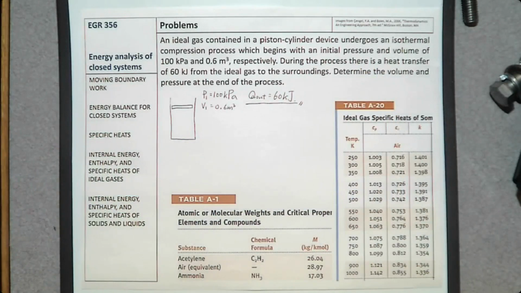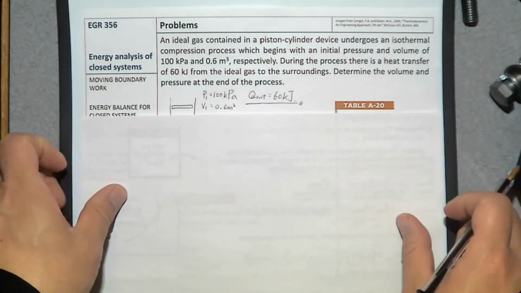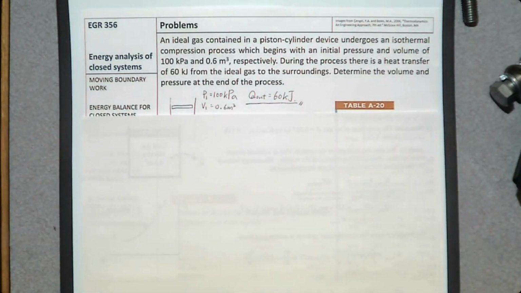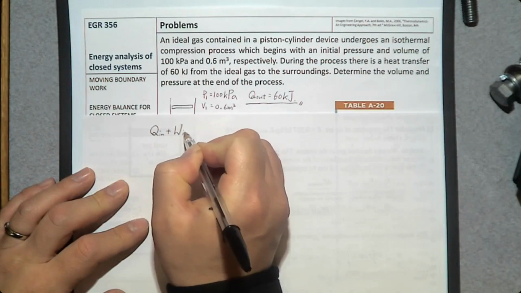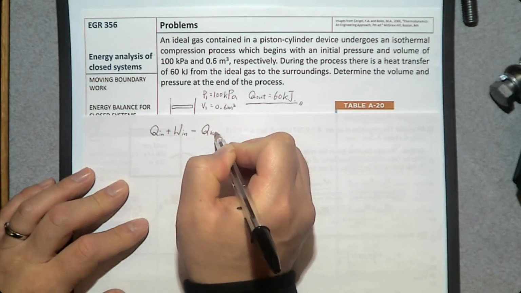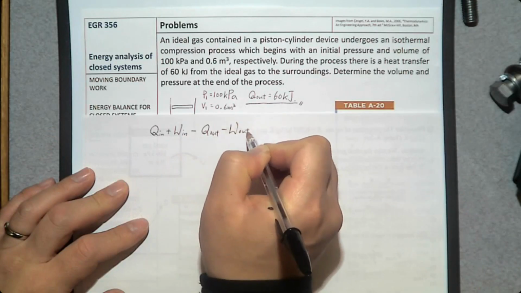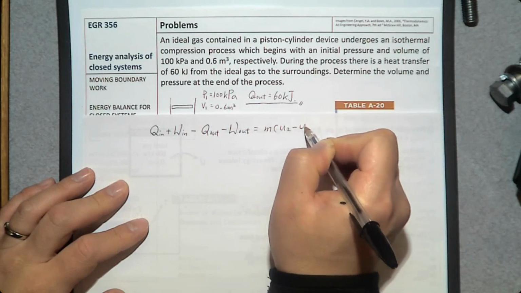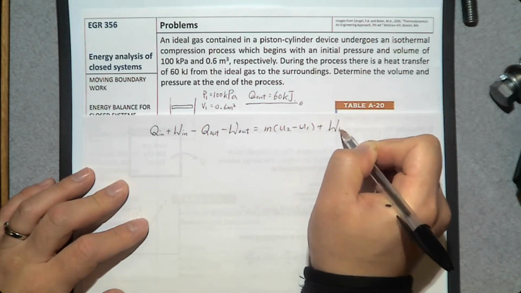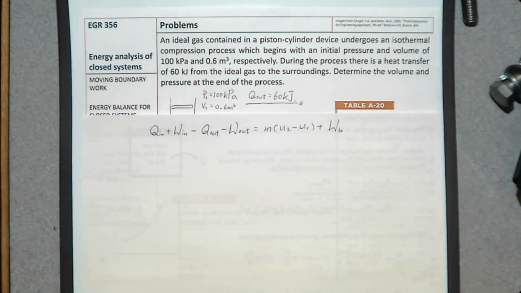So let's solve this problem. We can use the energy balance equation. The energy balance equation is Q in plus W in minus Q out minus W out equals mass times U2 minus U1 plus moving boundary work. So this is the energy balance equation. Now we can evaluate one by one.